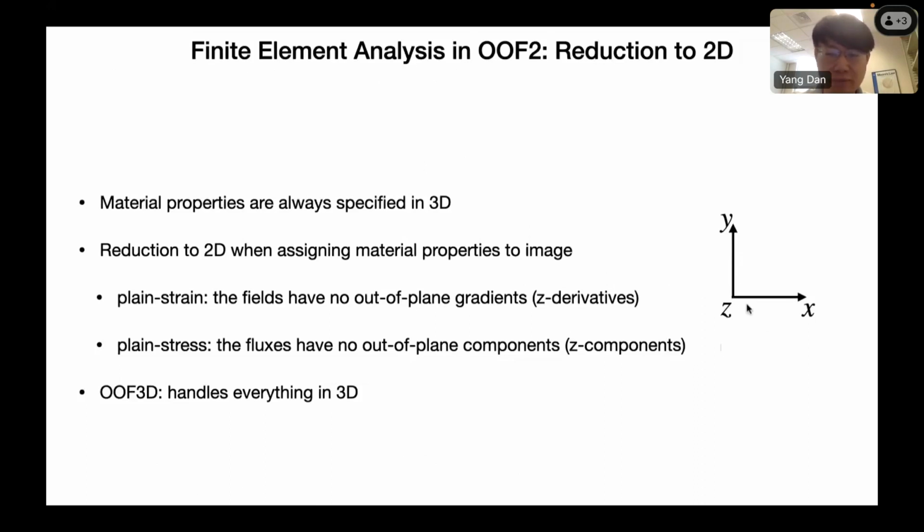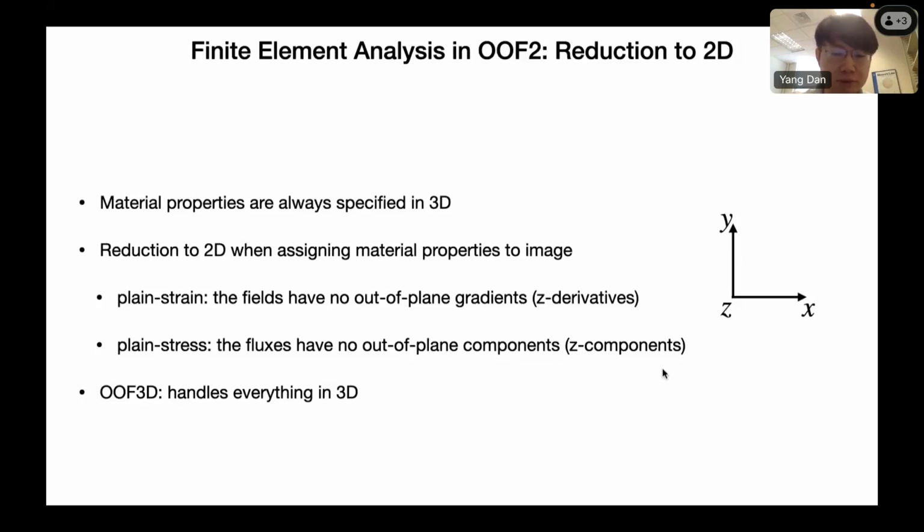So for example, let's say we have a coordinate system where the x-axis and the y-axis are inside the plane of the image, and the z-axis is just going outside of the image. Part of what we do is, for example, we can let the fields have no out-of-plane gradients, or they simply don't have the z derivatives. This is also called the plane strain in the terminology of the software.